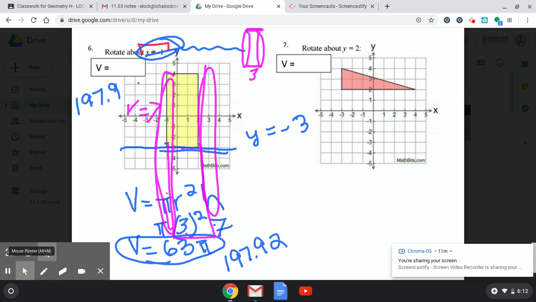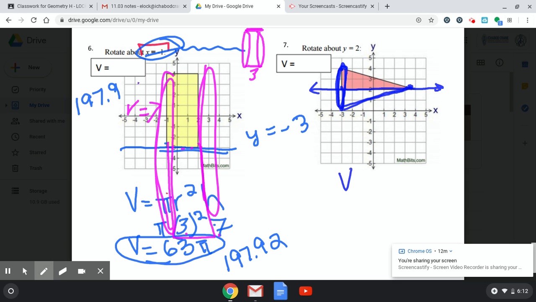Moving over to the second example here. Rotate around y equals 2. So y equals 2 is this horizontal line. And if we rotate a triangle around, we're going to take the vertex here of this triangle and rotate it back and forward. We're going to create a cone. Now this vertex is on the line of rotation. So again, I usually try to reflect the image down and then connect them here.